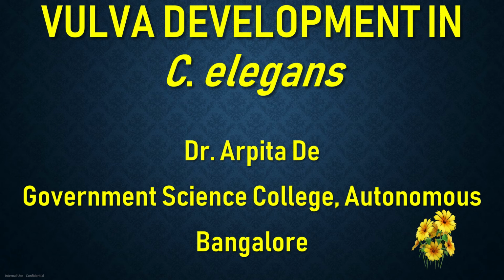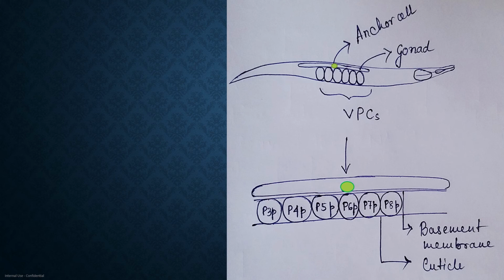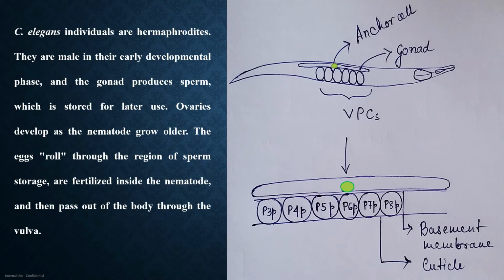I'm Dr. Arpita De. Today we will learn a very important topic from developmental biology. We will study vulva development in C. elegans. C. elegans is an organism chosen for the study of developmental biology because of its short life cycle and easy availability. So let's come to the topic.